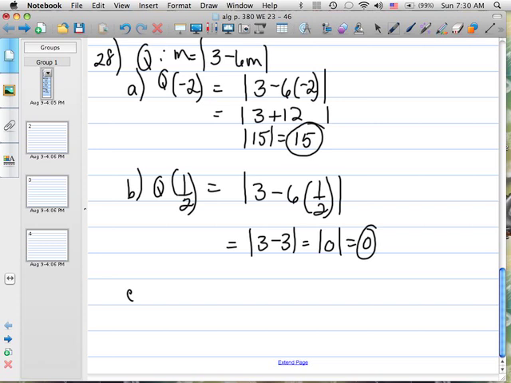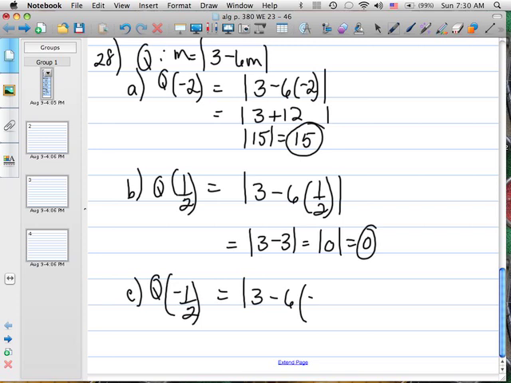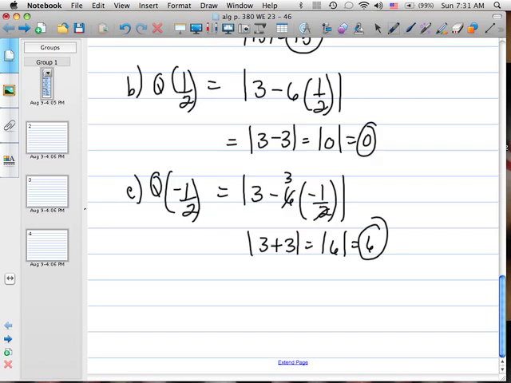And then last for this one, we have q at negative 1/2. So it's the absolute value of 3 minus 6 times a negative 1/2. We cancel, and we get negative 3 times negative 1, so that's going to be 3 plus 3. So we have the absolute value of 6, which equals 6.